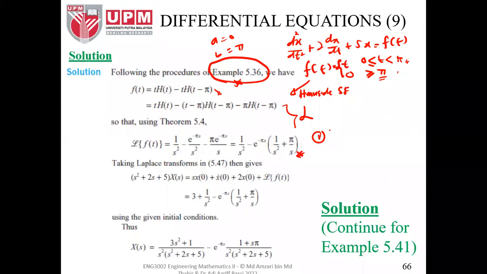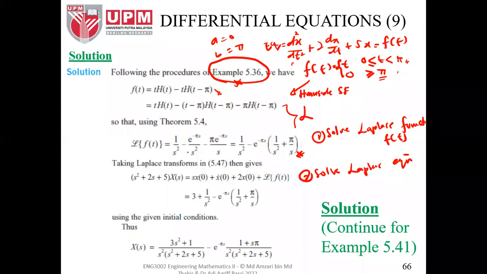Okay, so you have solved the Laplace of the function. So first I can say: solve the Laplace of the function, which is f(t). The second step will be to solve the Laplace of the equation, the main equation with x. We call it the equation. This is the equation, and this one is the function. So we solve the Laplace of the equation.